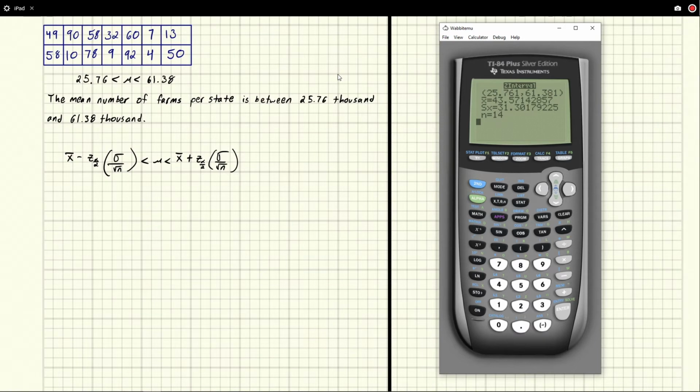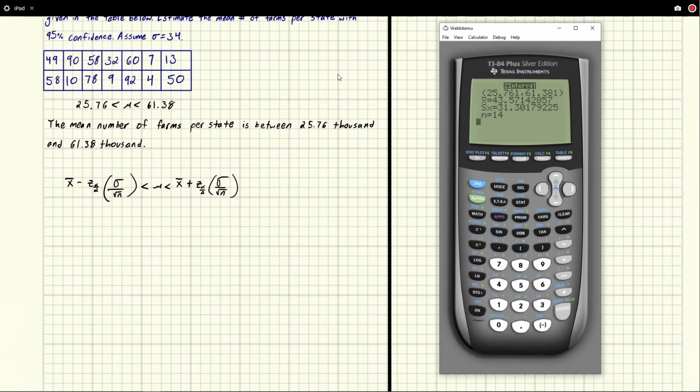We have n, but we don't have the mean. So we need to calculate the mean. So you can do that two ways. In fact, actually, I realize now we don't need to compute the standard deviation because we were given an assumed standard deviation. So that's really convenient. So here we've got a mean. Well, we don't know what that is.